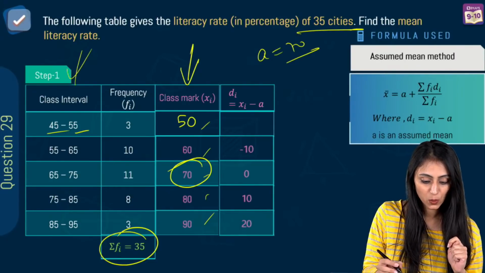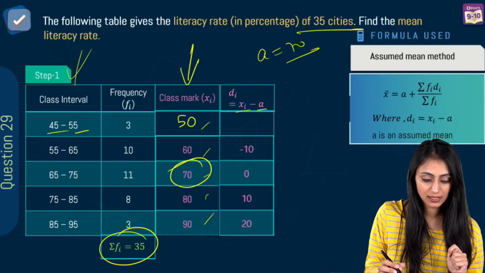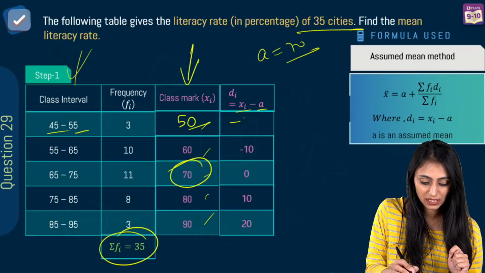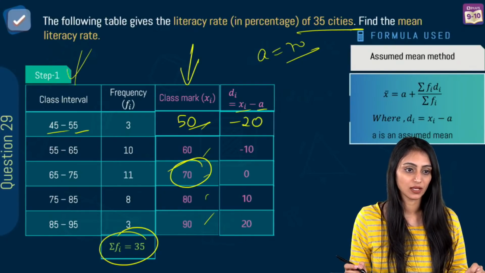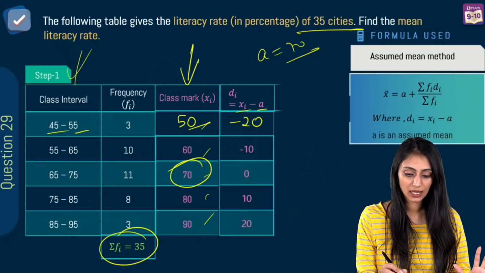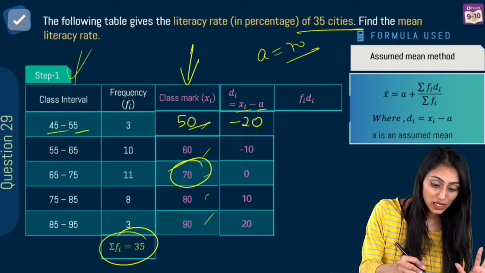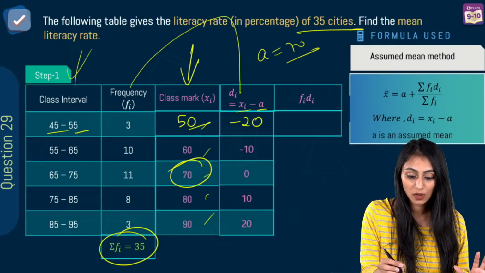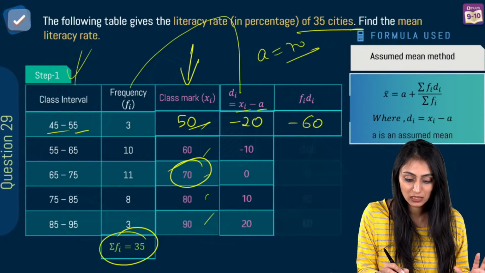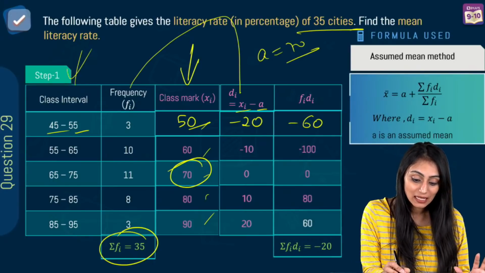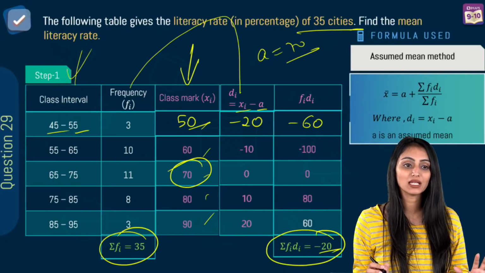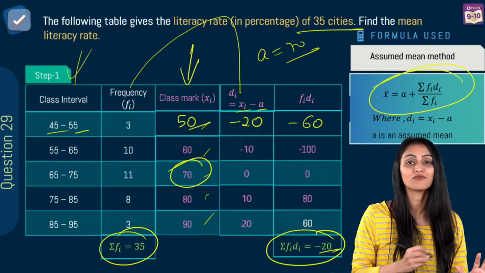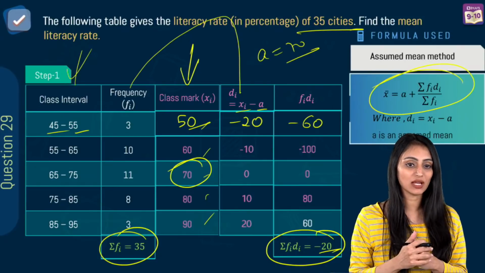So what is this value going to be? xi minus a. xi is 50. 50 minus 70, that's going to be minus 20. So we get all the values here, right? Now I need Fi di. So each value of Fi will be multiplied with the corresponding value of di. That's going to be what? 3 times minus 20, that's going to be minus 60. Like this, all the values. Then we need summation Fi di, which is minus 20. This is the formula. That's why we need summation Fi di as well.